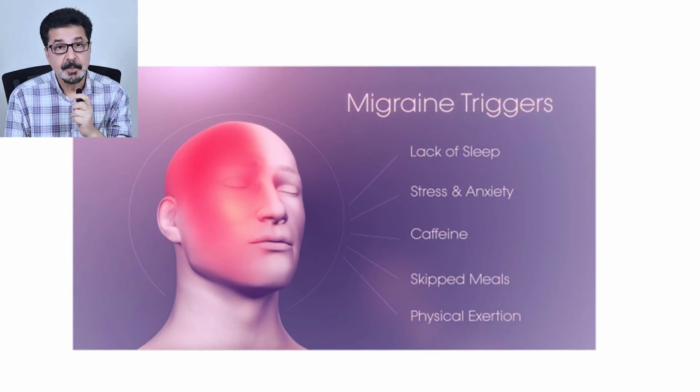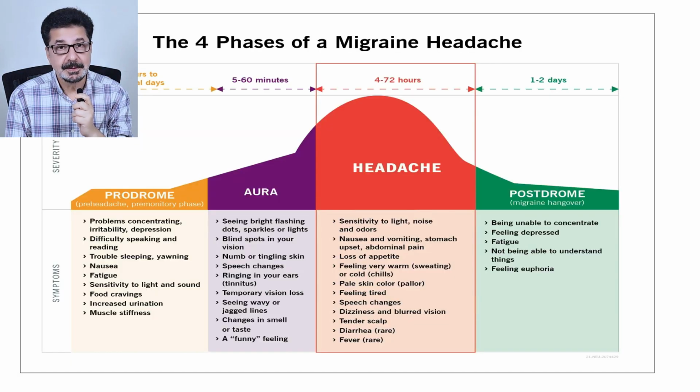Now, migraine itself, the typical migraine with aura, has four phases. The first phase is prodrome, in which even before the beginning of the headache, on that day, the patient is feeling agitated, constipated, irritated, yawning too much, and having some feeling of nausea. There are certain types of food cravings. The patient is having increased urination and stiffness of the muscles.